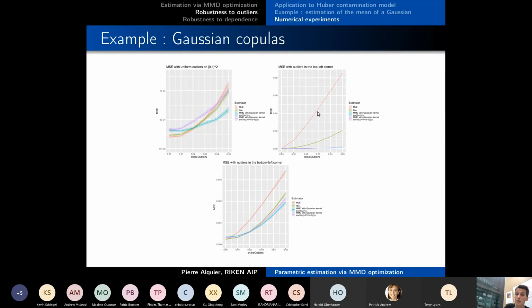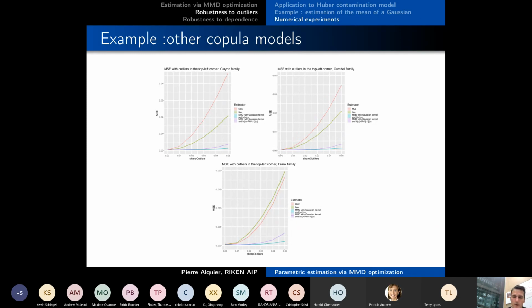With some other contaminations it's a bit more spectacular: the MLE becomes very wrong with just 1% of contamination, while the MMD estimator remains correct. You could argue that this is still simply the estimation of a covariance, but then we did the same experiment for other popular models, for example Clayton, Gumbel, Frank. In this case the parameters are not immediately written as covariances, and we have similar results.